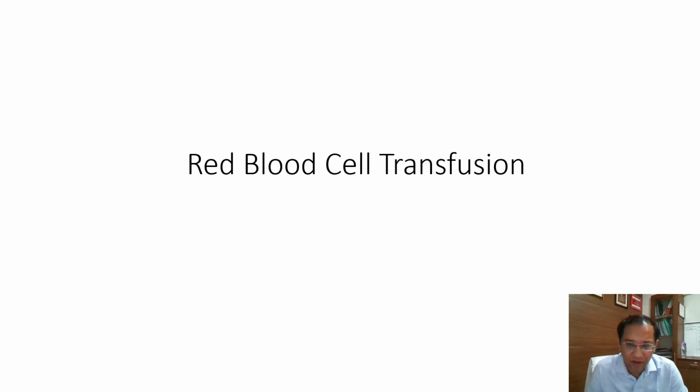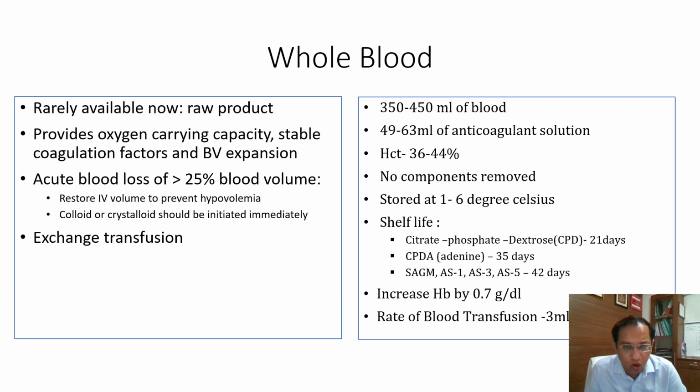Coming to the main topic where we are going to discuss the various blood components. First is the red blood cell transfusion. We all know whole blood is now a rare product. It is seldom used in big blood banks, and its only utility is to provide blood in cases of exchange transfusion, and that also we do by providing reconstituted blood, which comprises packed red cells reconstituted with AB plasma. The main function of whole blood is to provide oxygen carrying capacity, stable coagulation factors, and blood volume expansion, and it is generally used when there is a blood loss of greater than 25% volume.